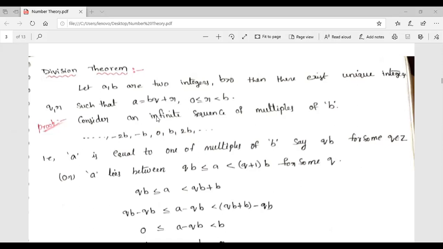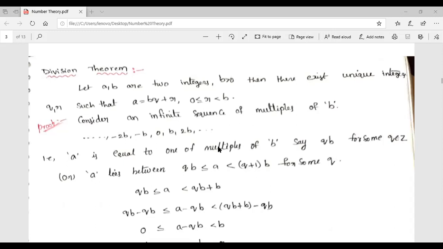Here we consider an infinite sequence of multiples of b, that is minus 2b, minus b, 0b, b, 2b and so on. Then a is equal to one of the multiples of b, say qb for some q belongs to Z, or a lies between qb less than or equal to a less than (q plus 1) into b.